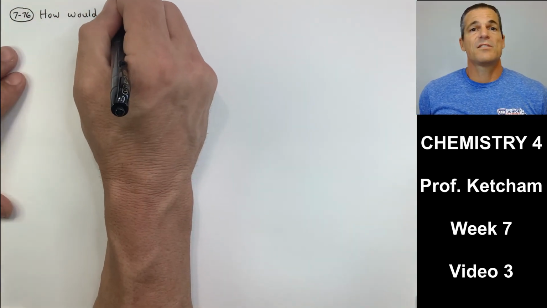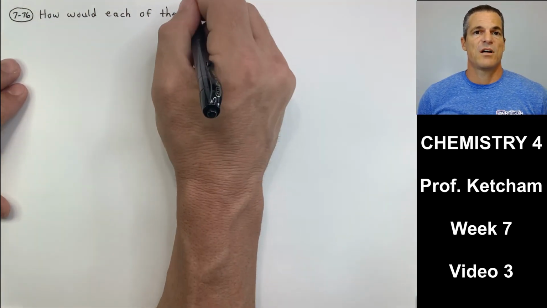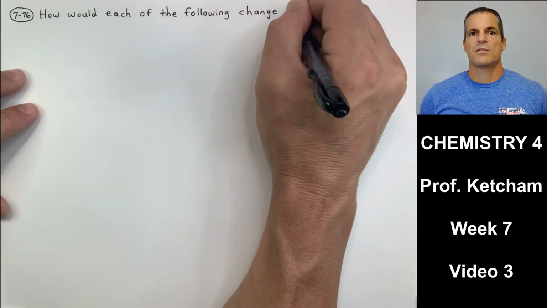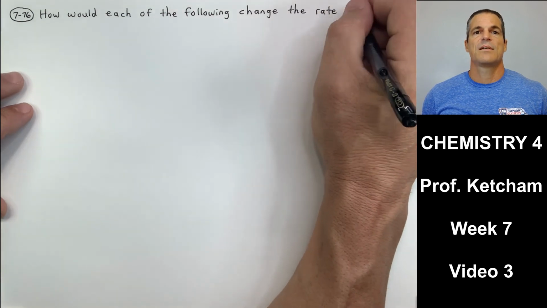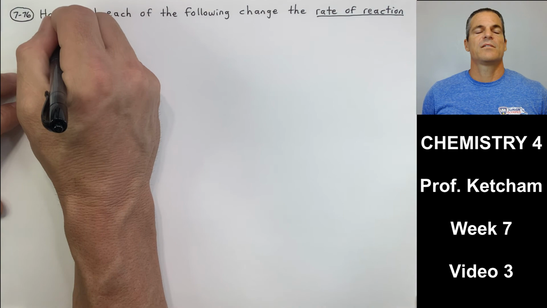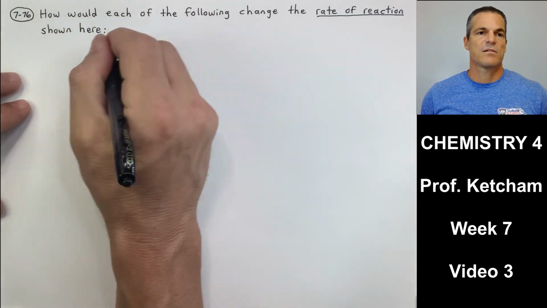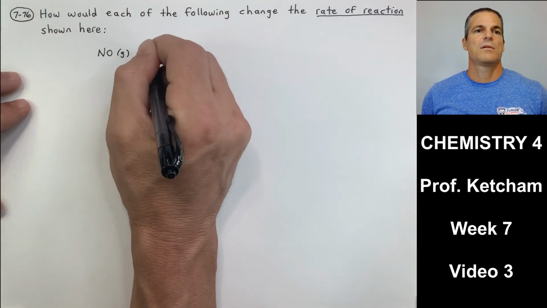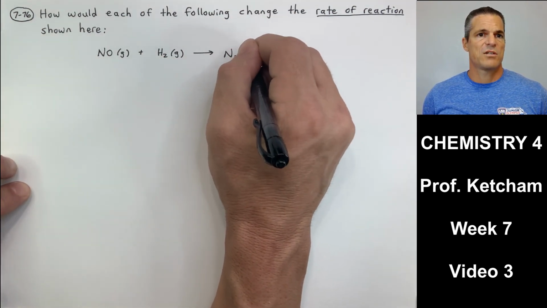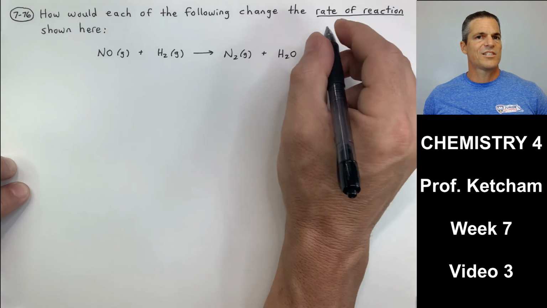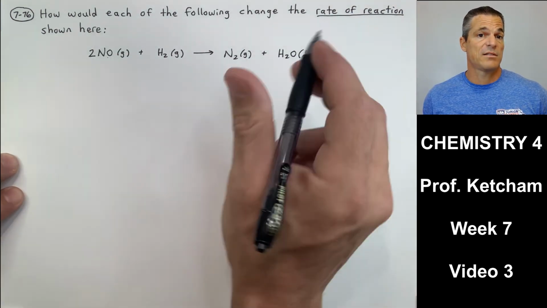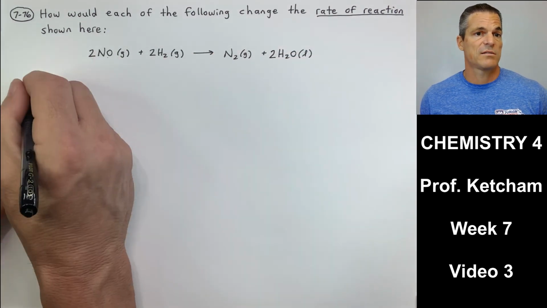All right, so let's do just a sample calculation on this new stuff, this exothermic and endothermic reactions and reaction energy diagrams, and what affects the rate of a reaction as well. So this is problem 76 from your assigned homework problems. It says, how would each of the following change the rate of reaction shown here? In other words, what would speed up or slow down this reaction? So the first thing I need to do is balance it. Always make sure your reaction is balanced, okay?